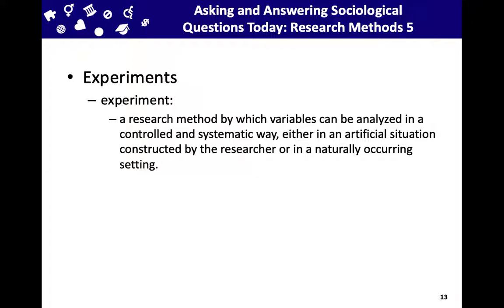Next part here, experiments. This will be pretty brief, but it's another really key research method in sociology. Basically, an advantage of an experiment is that it gives the researcher control over their independent variables, so they can determine cause and effect. So this is where you want cause and effect when you're doing an experiment. When I do this, this is going to happen.